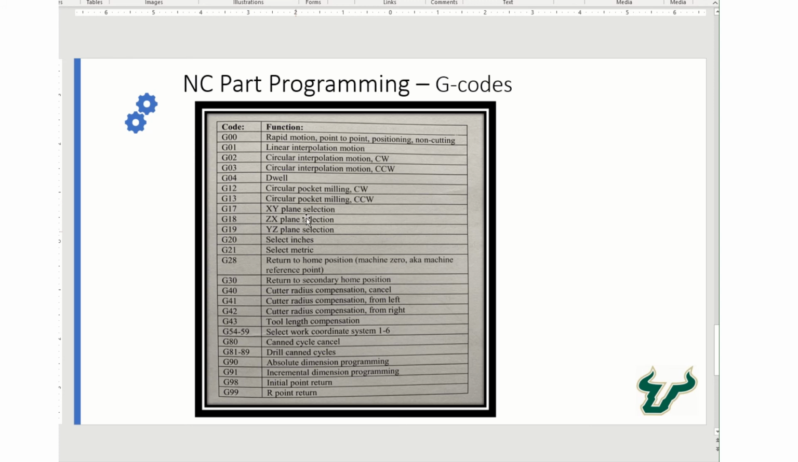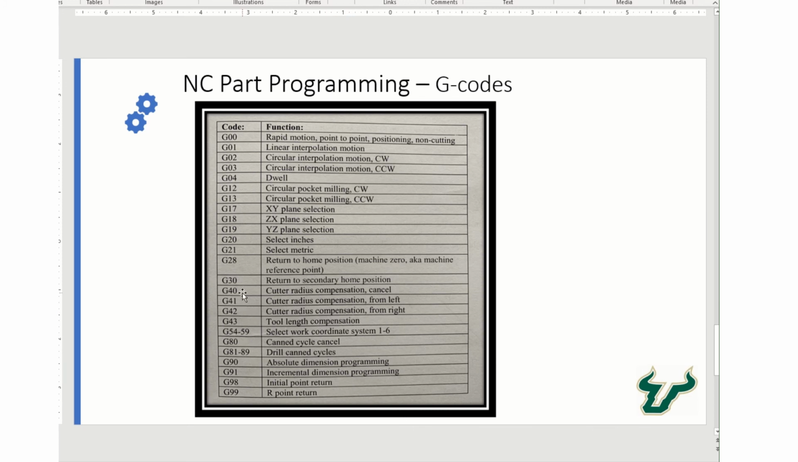G17, 18, 19 are basically the planes that you want to select for doing the machining operation. G20 and 21 are for the units, which are inches and metric. Accordingly, you have to use those codes. G28 basically returns to the home position, also called the machine zero or the machine reference point, from where you typically begin the machining operation. And then G30 returns to the secondary home position. You may have more than one reference point in the system, depending on how complicated the part is.